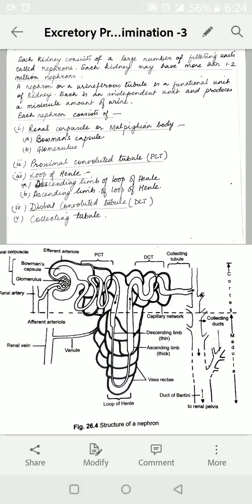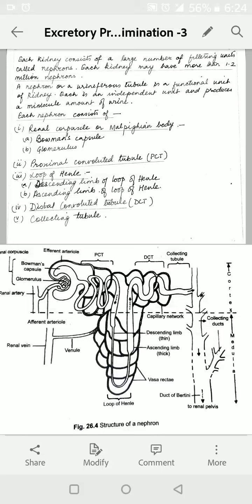And this urine is collected by various ducts from all the nephrons and then finally poured into the renal pelvis. So the 5 regions of the nephron are the renal corpuscle, also called the Malpighian body, which is composed of the cup-shaped Bowman's capsule, and in the hollow of the cup there is a network of capillaries called glomerulus. Together, Bowman's capsule and glomerulus make up the Malpighian body or the renal corpuscle.